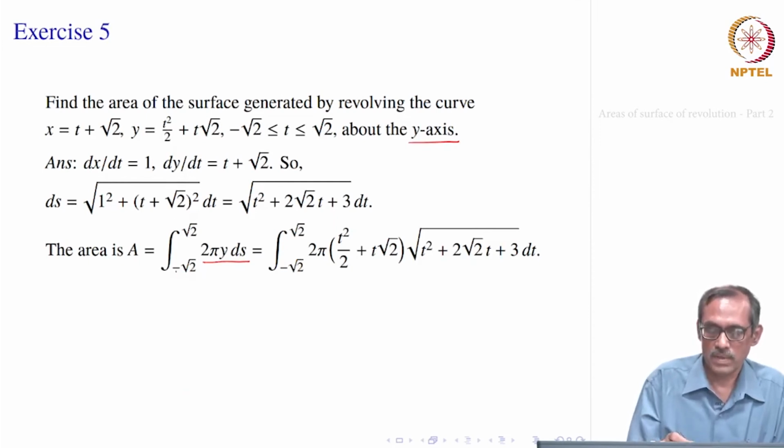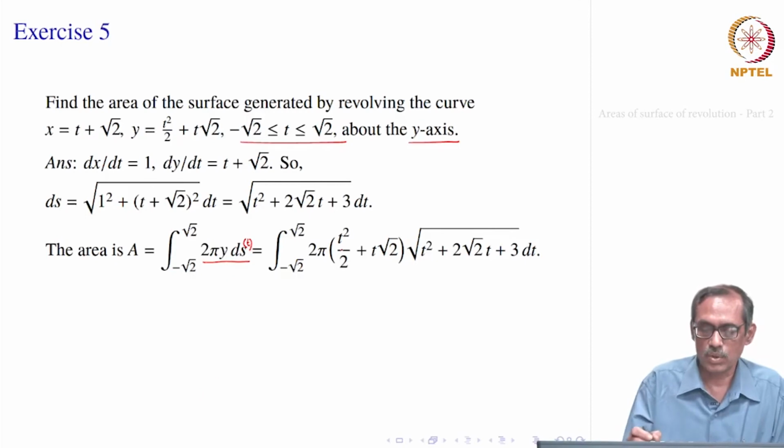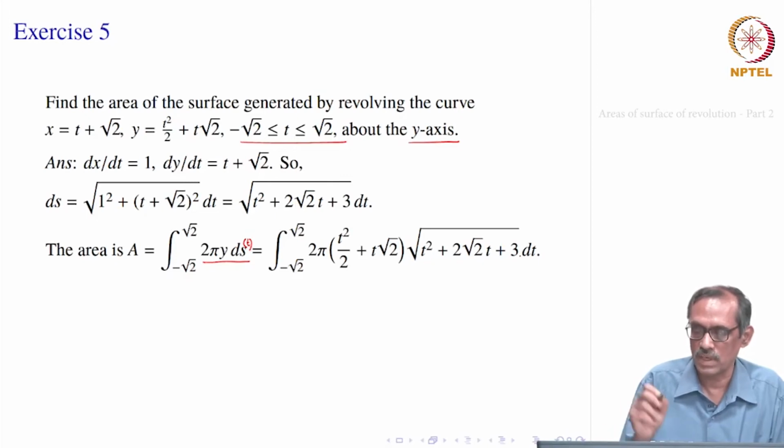The formula is the same. So, it is really S of t, where t varies from minus root 2 to root 2. So, we get the integral from minus root 2 to root 2 of 2 pi y ds. This y should be expressed in terms of t now. Everything should be expressed in terms of t. So, 2 pi, your y is t square by 2 plus t root 2, times ds, which is square root of t square plus 2 root 2 t plus 3 dt.